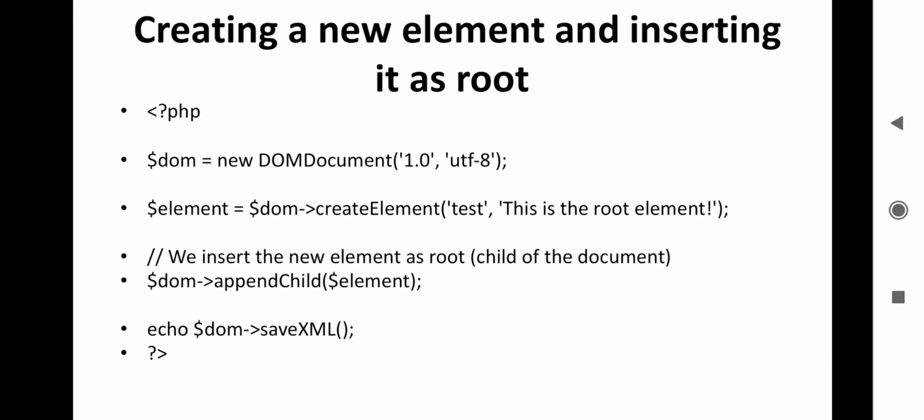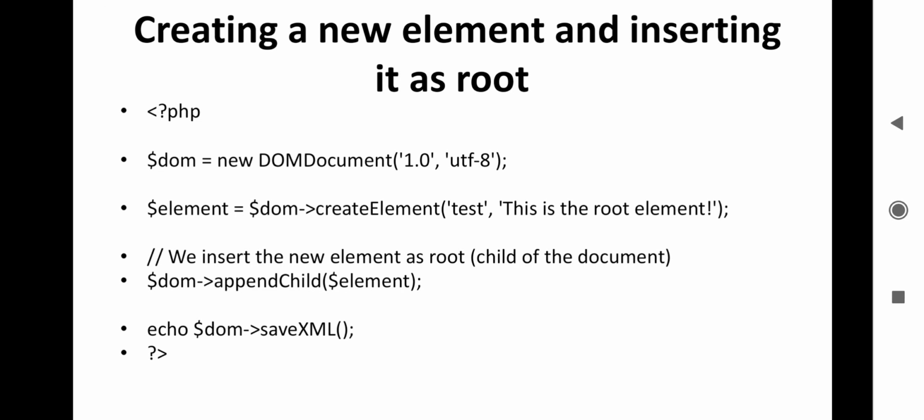Now, creating a new element and inserting it as a root. How to create an element and how to insert it as a root? You need to create it and you need to insert it. So in this example, we create a new DOMDocument, and in that we are passing 1.0 and UTF-8. Then $element equals DOM createElement. First we are creating the element, and this is the root element. We are passing the one test, and then this is the root element.